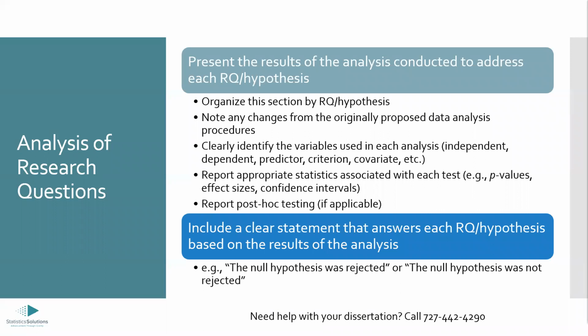And then very importantly, you want to make sure you have a clear statement that answers each research question or hypothesis based on the results of your analysis. So for each research question or hypothesis, you just want to have a clear statement saying, was the hypothesis rejected or not rejected, if you're talking about a null hypothesis. If you have more general hypotheses, you could state, was your hypothesis supported or not supported? Or what was the answer to your research question?